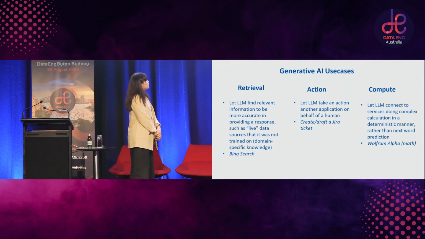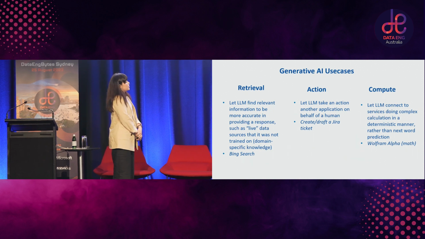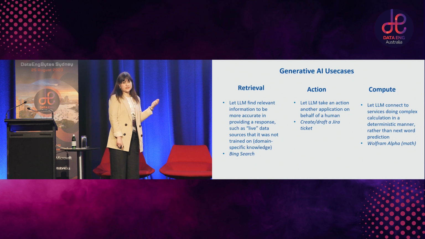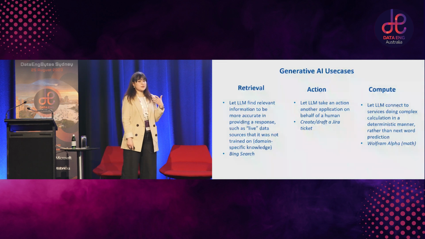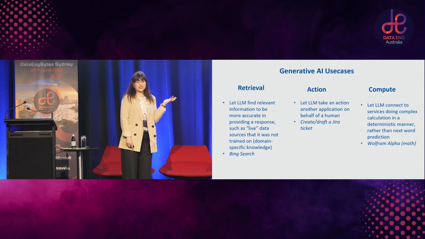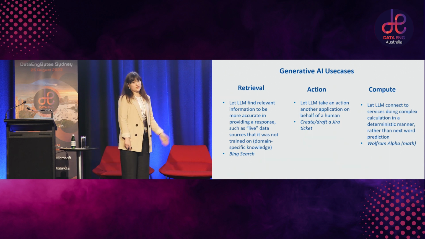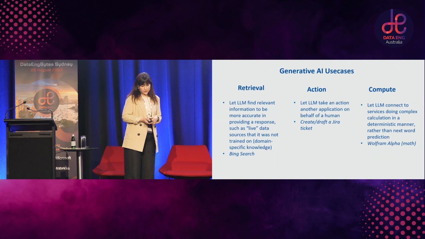So with the action, you basically let the LLM take some action on behalf of a human. For instance, when you say browse the internet, or I don't know, create a Jira ticket for me, things like that. And the third one is compute. You let the LLM connect to other services to make some computation for you. We all have this experience, if you have used ChatGPT 3.5, it's not great at math. So for instance, you may want to let the LLM connect to Wolfram Alpha to do the mathematical calculation for you.